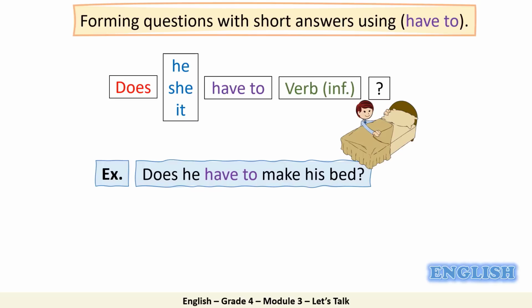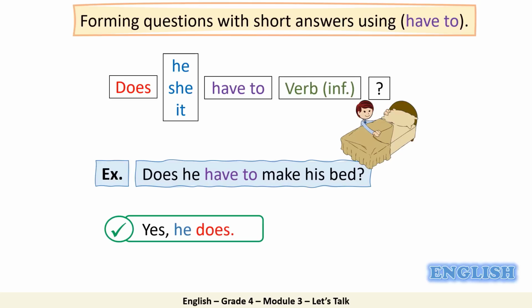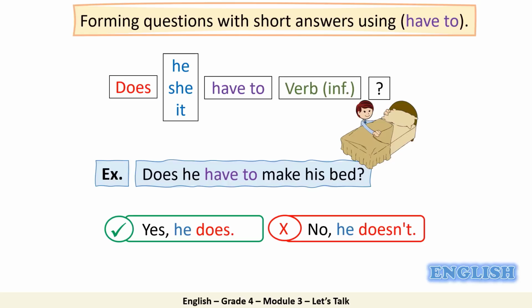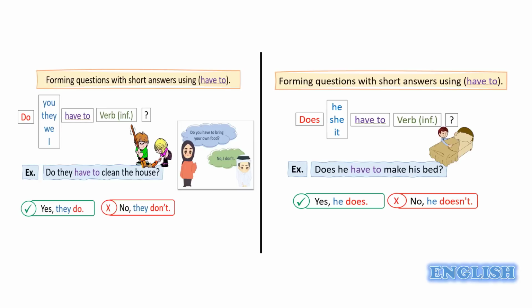To answer this question, I either answer with the affirmative, and I say, yes, he does, or I answer with the negative, and we answer, no, he doesn't. And we use this type of questions to ask about rules.